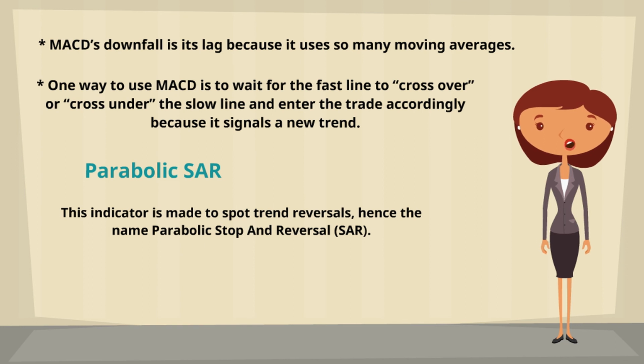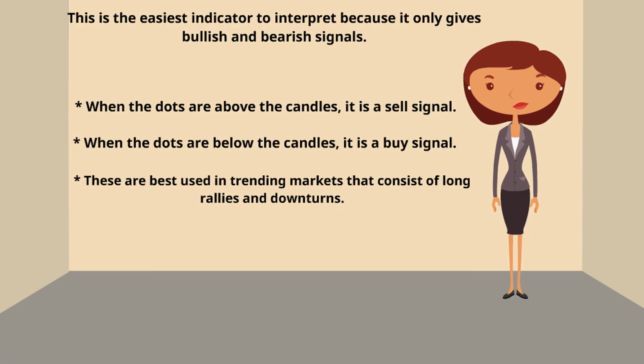Parabolic SAR. This indicator is made to spot trend reversals, hence the name parabolic stop and reversal, SAR. This is the easiest indicator to interpret because it only gives bullish and bearish signals. When the dots are above the candles, it is a sell signal. When the dots are below the candles, it is a buy signal. These are best used in trending markets that consist of long rallies and downturns.